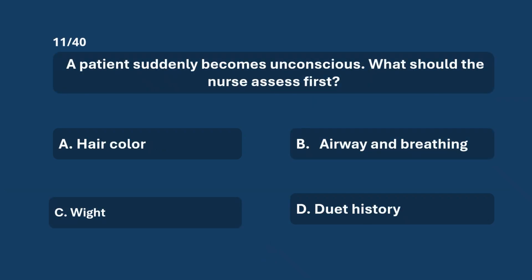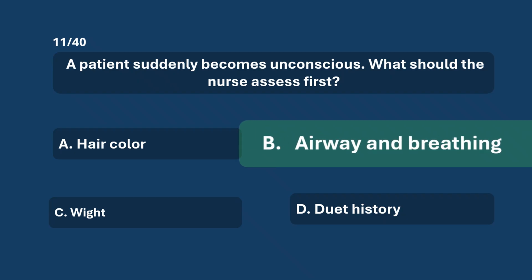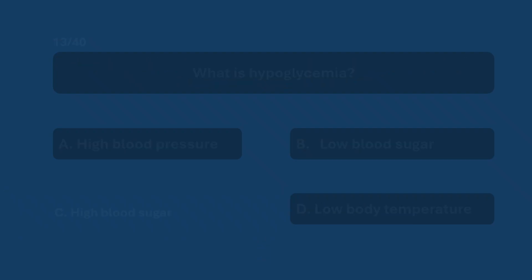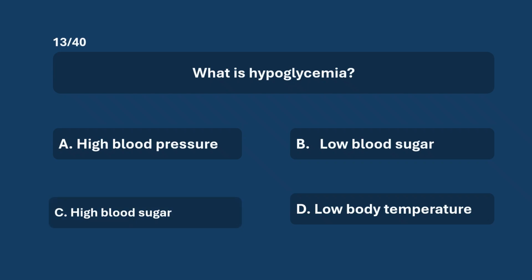A patient suddenly becomes unconscious. What should the nurse assess first? Which position is commonly used to help a patient who is having difficulty breathing? What is hypoglycemia?